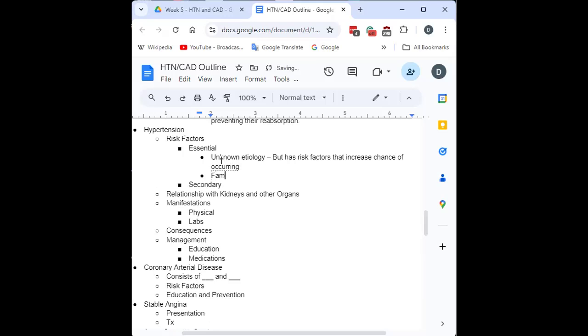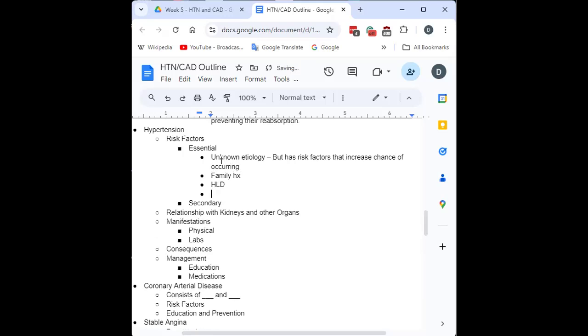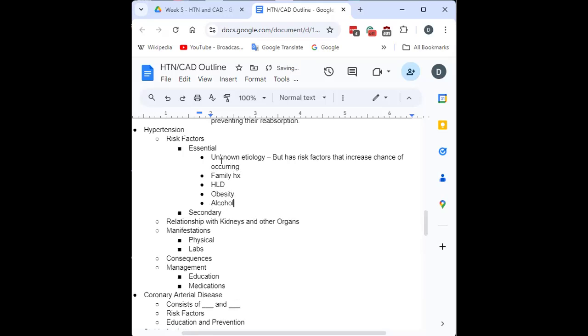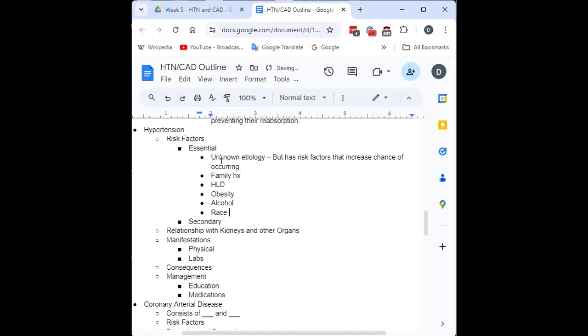Yes. So I mentioned family history, hyperlipidemia, of course. Then there is obesity, alcohol, your race. Specifically, people of African descent, African American, tend to have a higher risk of hypertension and a lot of cardiac conditions. And I think we mentioned smoking.